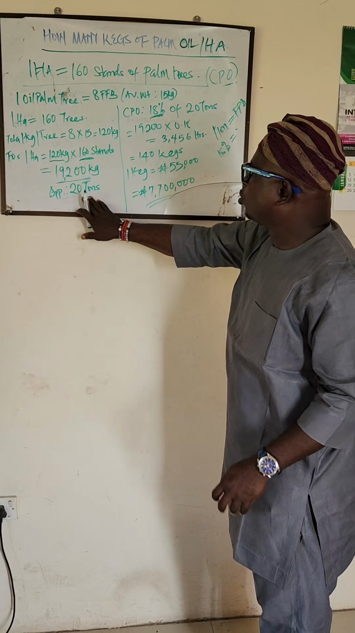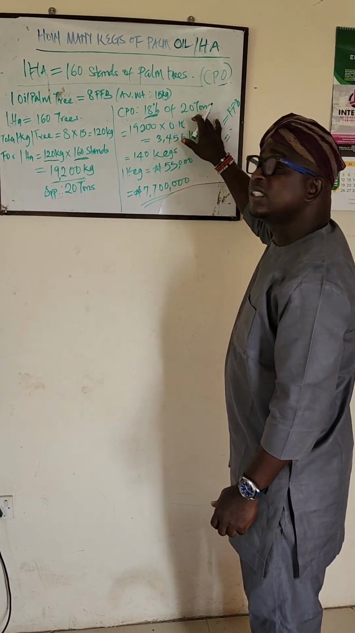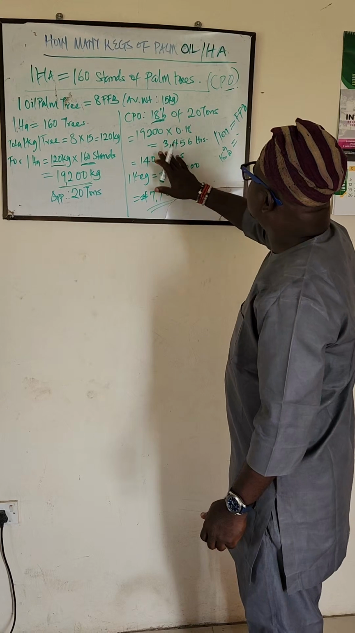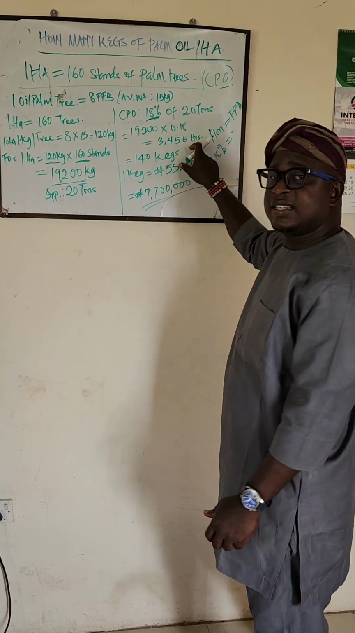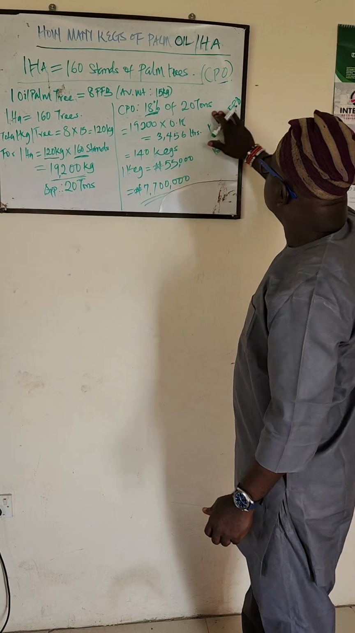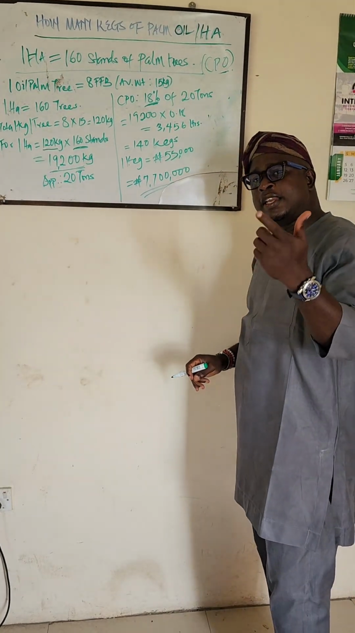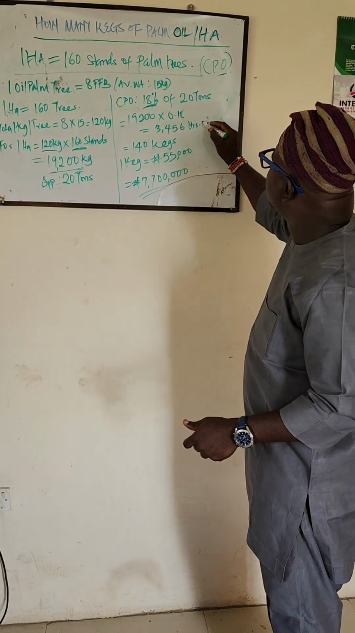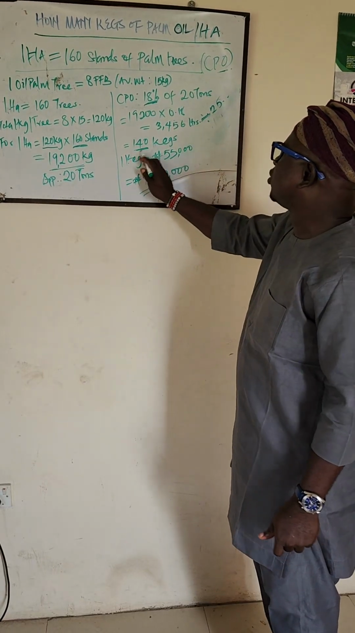Since we have 20 tons per annum from this 1 hectare, if you do 18% of 19,200, it will give you about 3,456 liters. That's what you can actually get in a year. The standard measurement for oil in Nigeria is the yellow keg, which is 25 liters. If you divide this figure by 25 liters, it gives approximately 140 kegs.